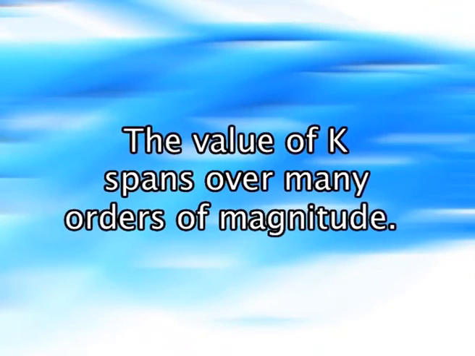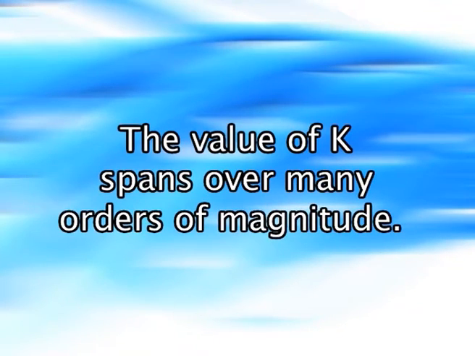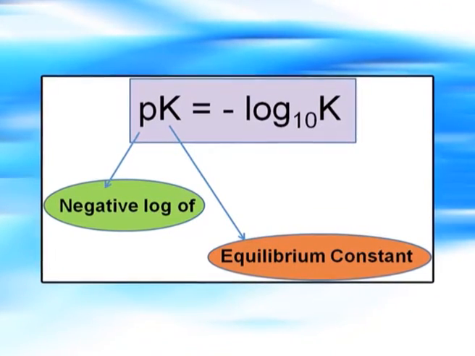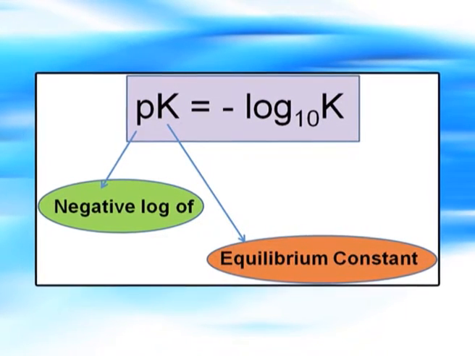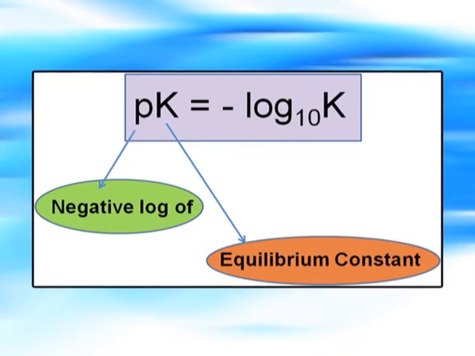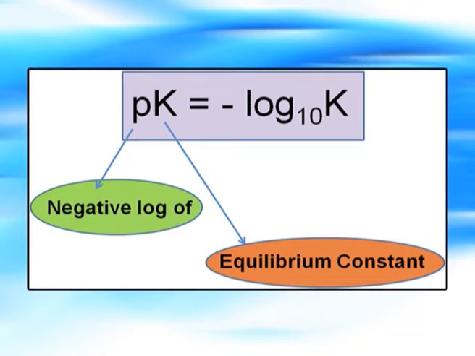The value of K spans many orders of magnitude. Hence, a logarithmic scale is used in practice. The logarithmic constant pK, which is equal to minus log K to the base 10, is called the negative log of the equilibrium constant.